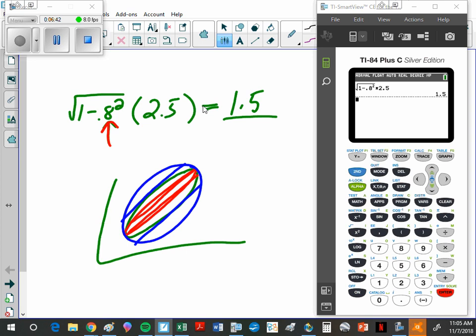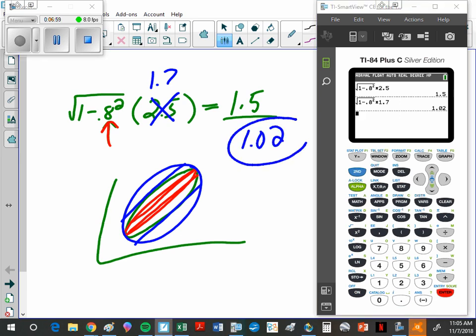Same thing, except instead of 2.5, I'm going to do 1.7. So I'll just do the previous equation and change it to 1.7. And I get 1.02. Why is this RMS error smaller than the other RMS error? Because the x's are less spread out than the y's.